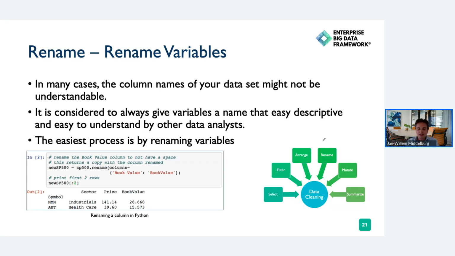So renaming variables is very simple. Here on this slide, we see an example from Python. Here we are changing book value, which has a space in it, to book value in camel case. And that will immediately change the name of the column. That helps you tremendously, especially if you need to input columns later in specific machine learning algorithms.